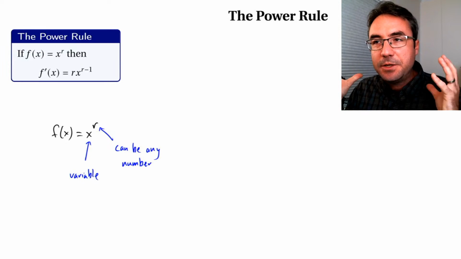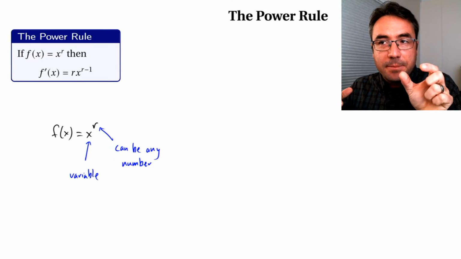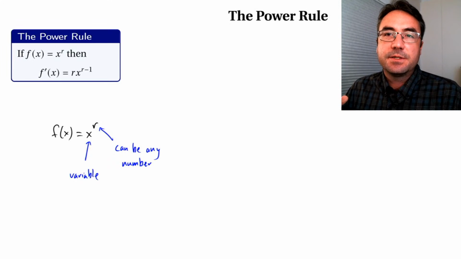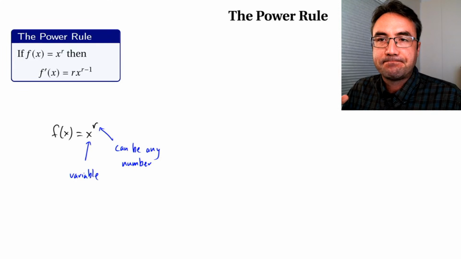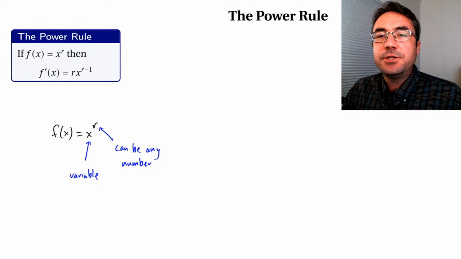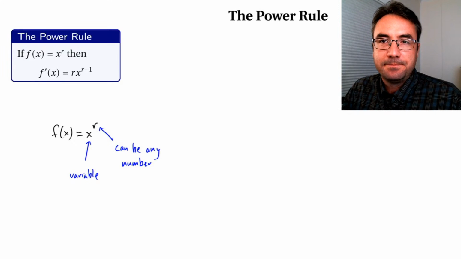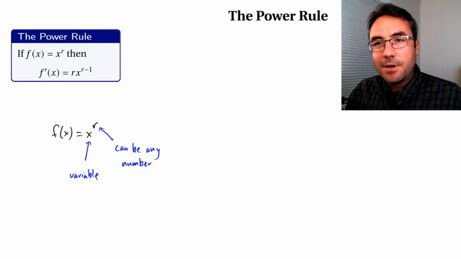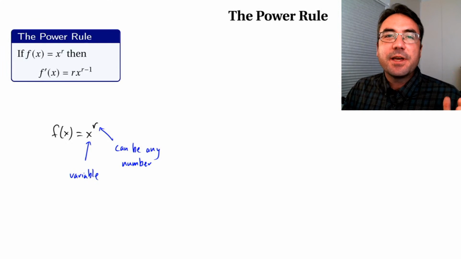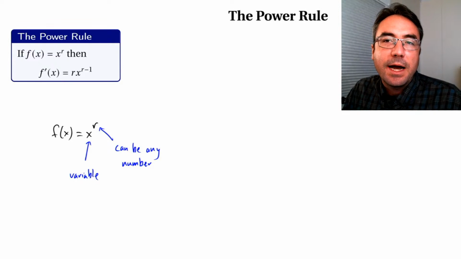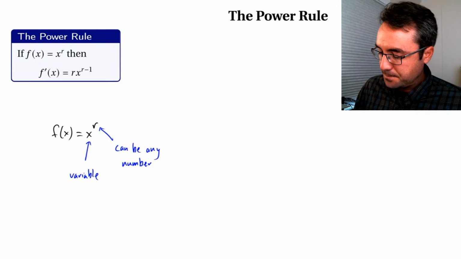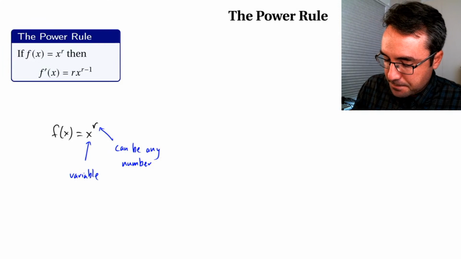So r is just going to be just a number, and our variable is going to be, right where the x is, the base of this power function. So how do we differentiate this? Well, you can just remember the power rule and just kind of remember the formula and apply it each time. But we tend to think of it as more of like a process. So how do we differentiate?